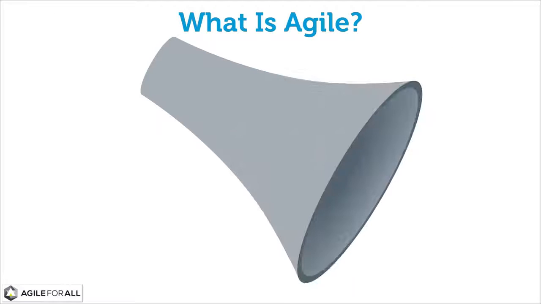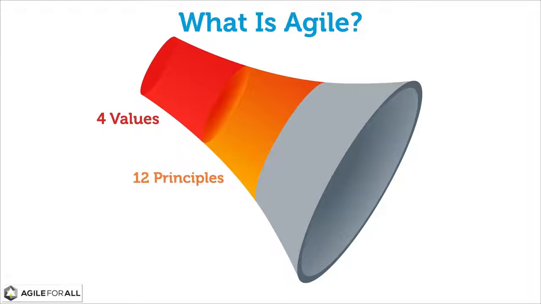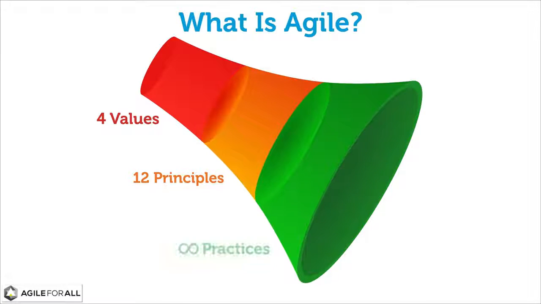We will use the metaphor of a funnel to illustrate how Agile values, principles, and practices are related. At the top of the funnel, we have the 4 values. The values are the heart of Agile. Next come the 12 principles, which help describe some useful guidelines on Agile thinking. Finally, we have the many practices used by Agile teams and organizations.